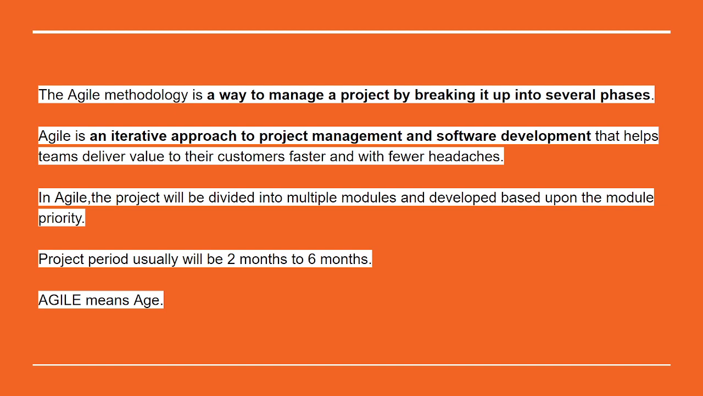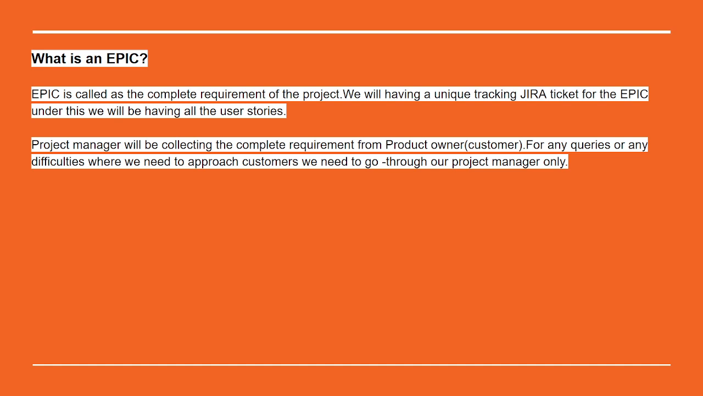So next comes the project period. Usually it will be 2 months to 6 months if it's a small project, and if it's going to be a big project, then the epic can be split; there may be multiple epics in a single project. And Agile, the word Agile means agility. So what is an epic?